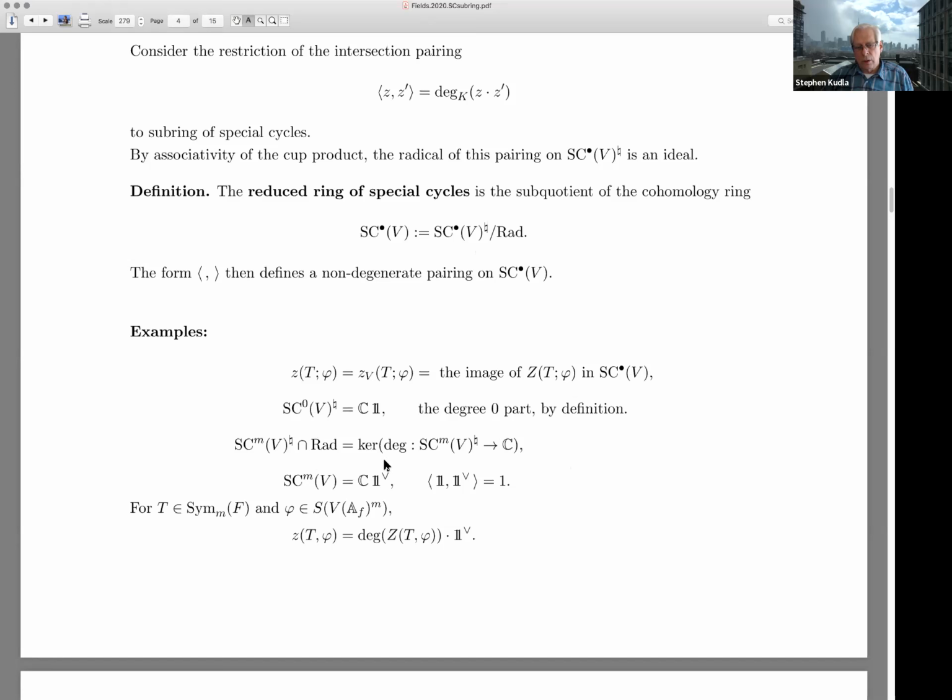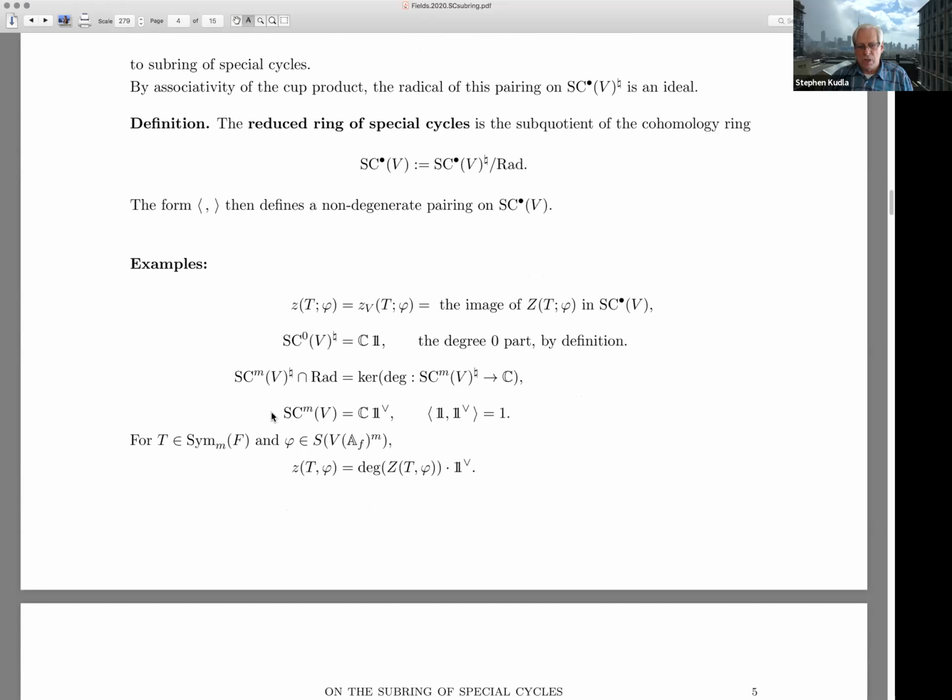What is the radical going to be? Well, it's going to be the kernel of the degree map, because what I'm going to end up doing for something in this group here is I pair it with this class. These are complementary degrees, and pairing with this class and followed by degree is just taking degree. And so the radical is going to be the kernel of taking degree. And so the special cycles reduced in top degree is just going to be all constant multiples of some class 1 check, which pairs to 1 with the original 1, okay? So the top degree has collapsed.